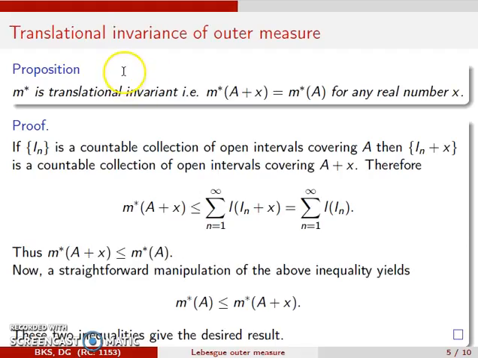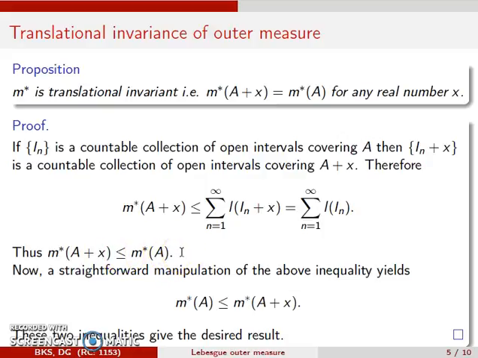The next proposition says that the outer measure m star is translation invariant. So, if I have an open interval cover I_n for A, then I_n plus x, where x is a real number, is an open interval cover for A plus x. And therefore, m star of A plus x, by definition, is an infimum of the sums of the lengths. So, it must be less than or equal to this particular sum. And because the length of I_n plus x equals the length of I_n, we have this particular equality. Therefore, m star of A plus x is less than or equal to m star of A.